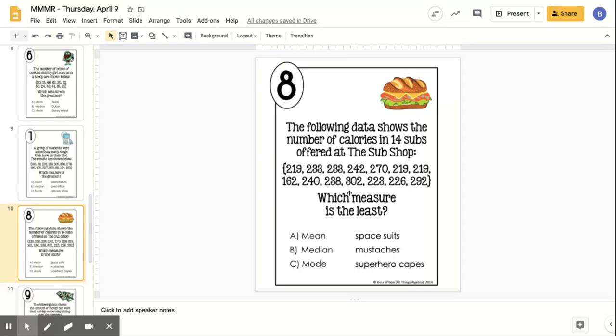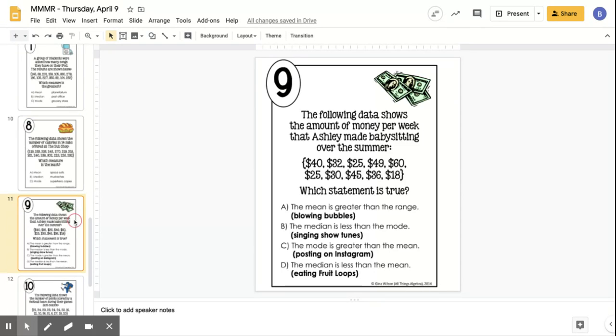Number 8 is similar, but now it says which measure is the least. So again, you're going to find all 3 of these measures, mean, median, and mode, and whichever one is the smallest will be your answer. Okay, number 9, it says which statement is true. So in the answer choices, I'm seeing mean, range, median, mode, mean, median, mean. I see all 4 of the measures, which means you need to find all 4 of those with this set of numbers and then pick the true statement.